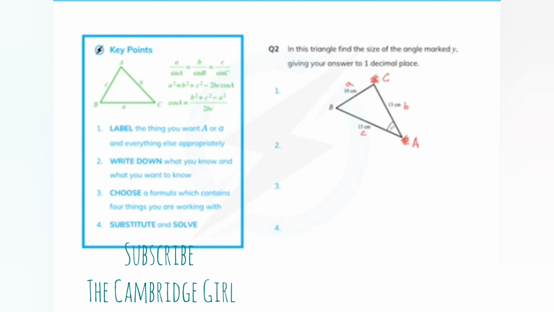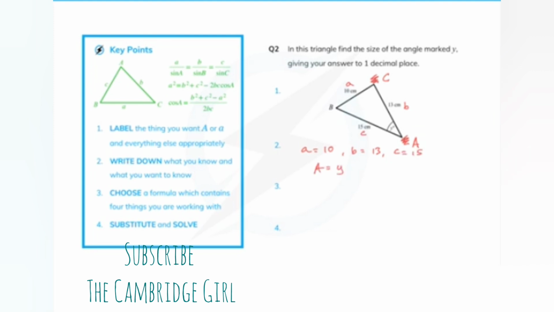So having done that, I'm going to write down what I know. Well, what do I know? I know little a is 10. I know little b is 13. I know little c is 15, and I'm trying to find big A. That's what was called y.